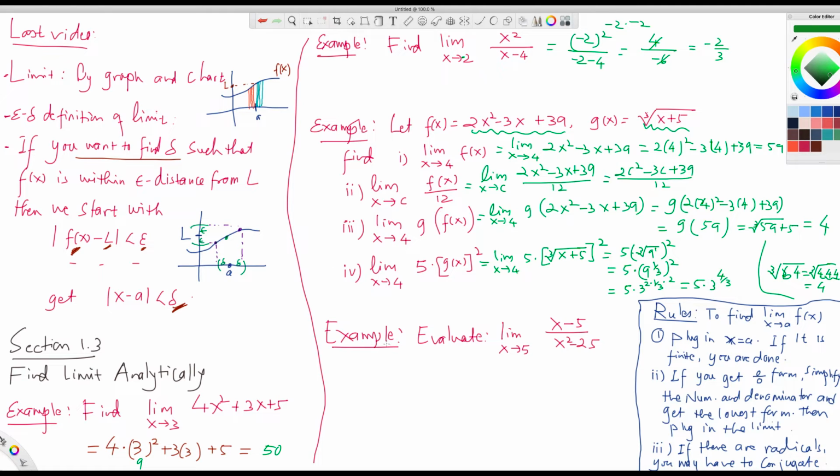And another example I want to take here is: evaluate the limit as x tends to 5 of (x minus 5) over (x squared minus 25).